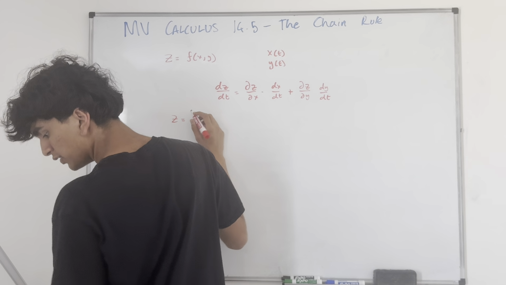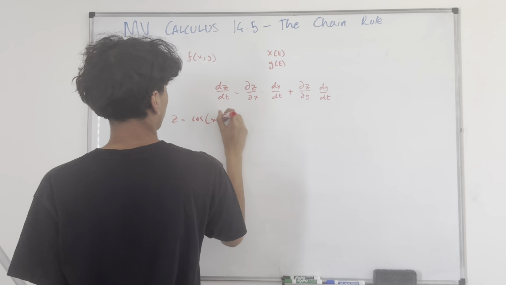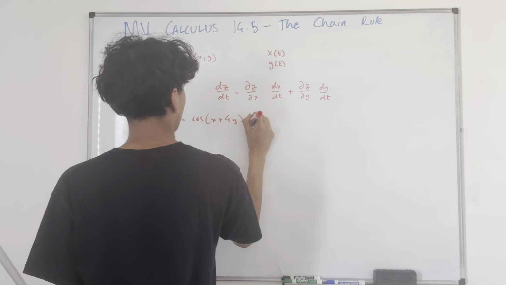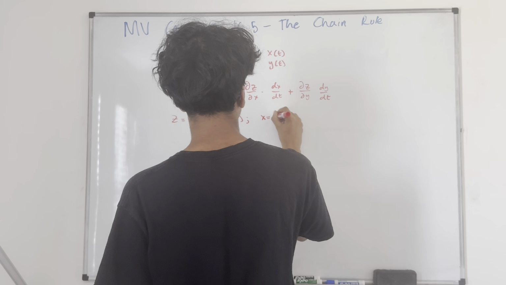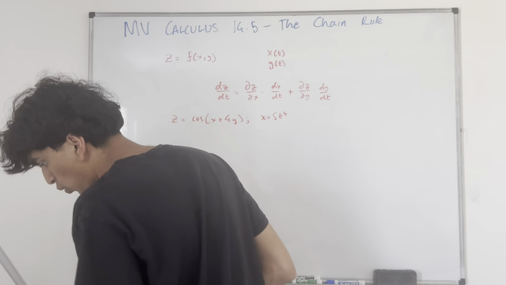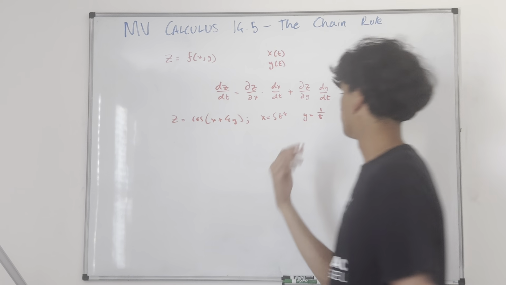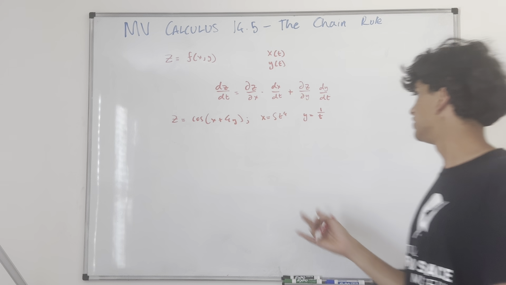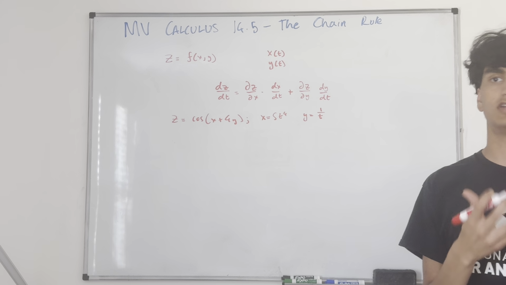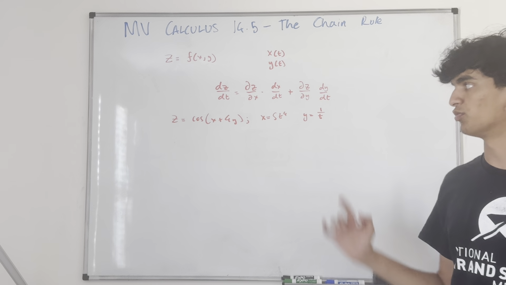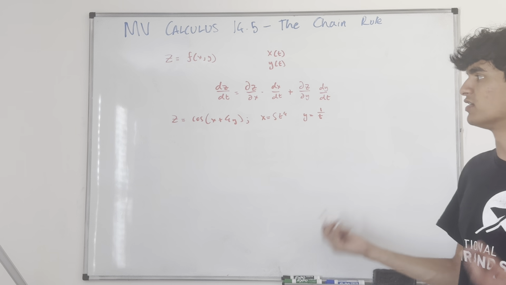So we can have z equals cosine(x + 4y). And let's say x is equal to 5t to the 4th, while y is equal to 1 over t. Technically, you could plug these both in, but let's say we want to use the chain rule, right? It's a Calc 3 test, we want to use Calc 3 concepts. How do we go about finding dz/dt?